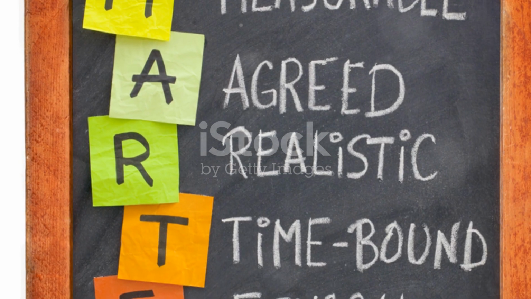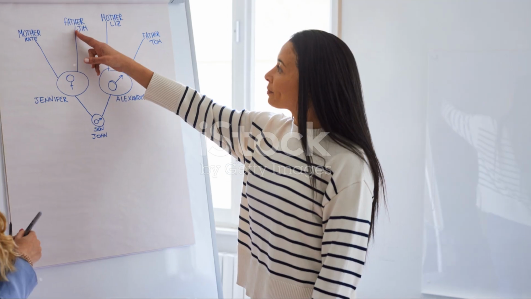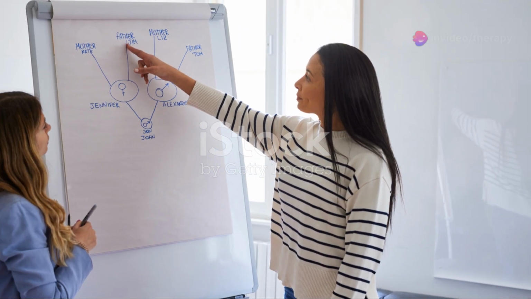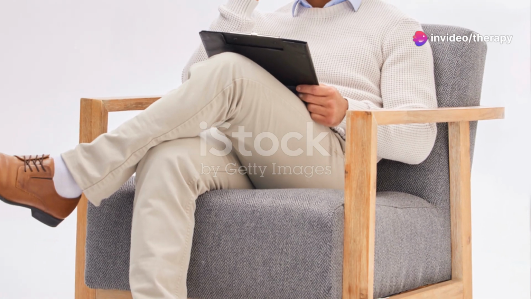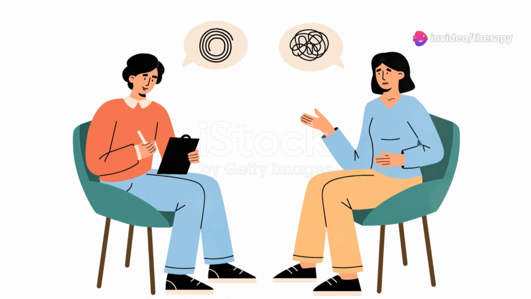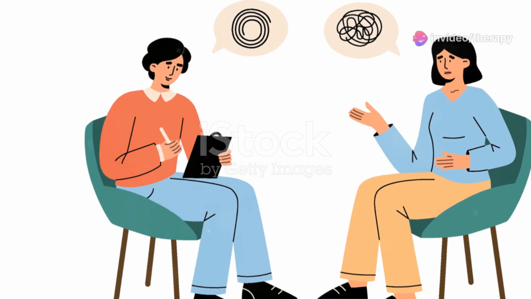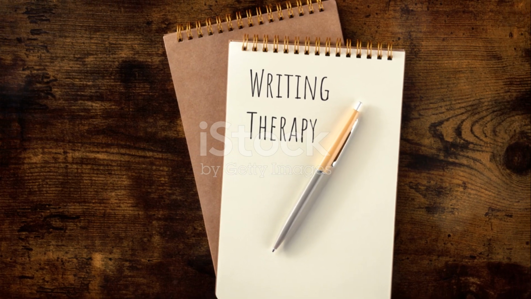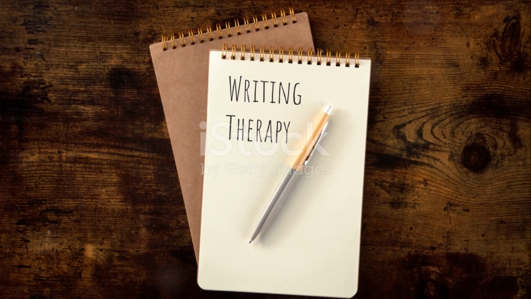Step 2. Define clear, measurable goals. Goals should be specific, measurable, achievable, relevant, and time-bound, or SMART for short. For example, instead of saying "reduce anxiety," you might say, "reduce panic attacks from 5 times a week to once a week within 3 months."